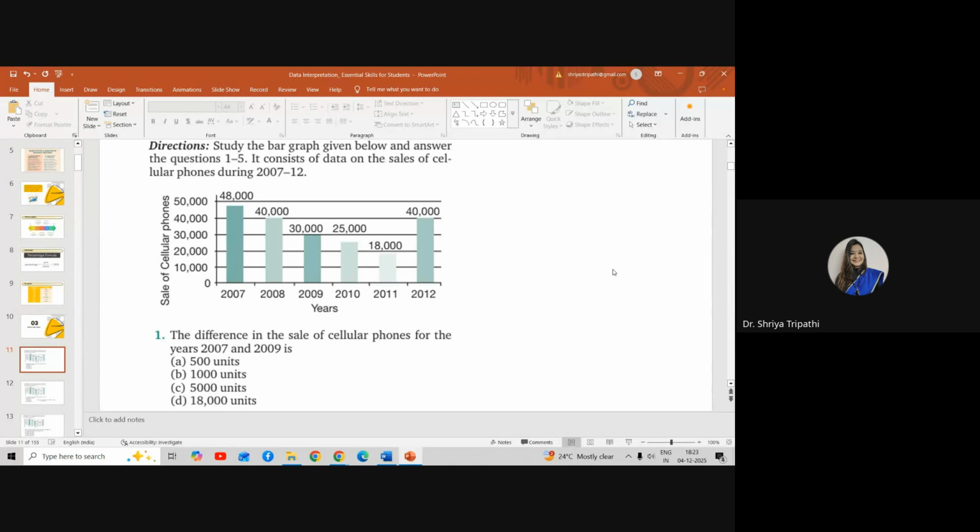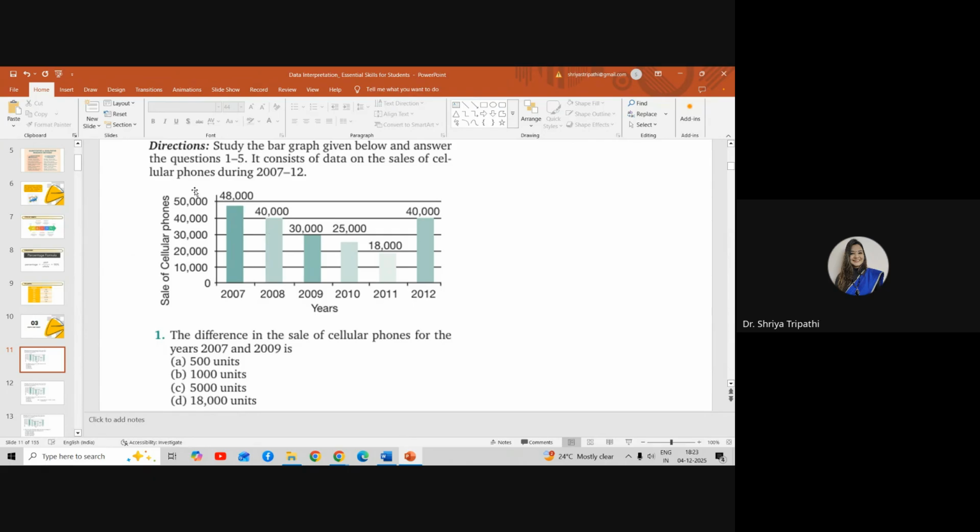Okay, good. Study the bar graph given below. Answer the questions 1 to 5. It consists of the data of sales of a cellular phone company from 2007 to 2012, right? So here we can say 2007, 8, 9, 10, 11, and above that they have also given labels.